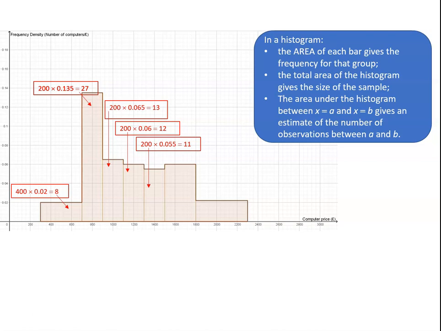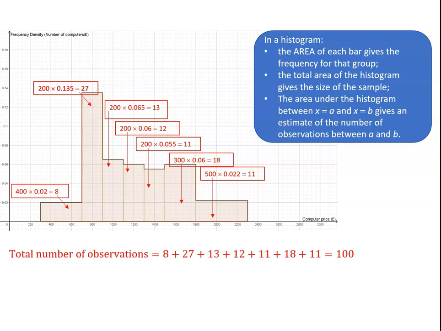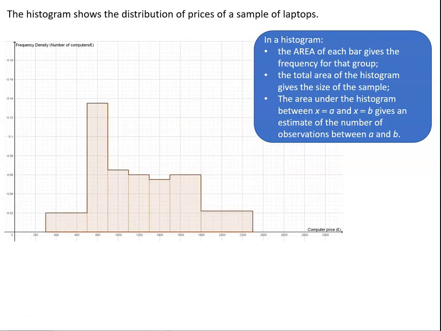The next group, we've got a base of 300 and a height of 0.06. So the area is 300 times 0.06, which is 18. And the last group, we've got 500 times 0.022, which is 11. So we can say that the total number of observations is the total area underneath the histogram, which is 8 plus 27 plus 13 plus 12 plus 11 plus 18 plus 11, which is 100.